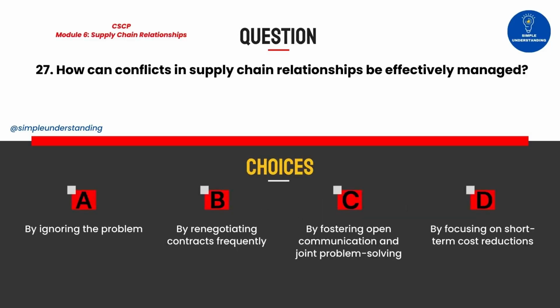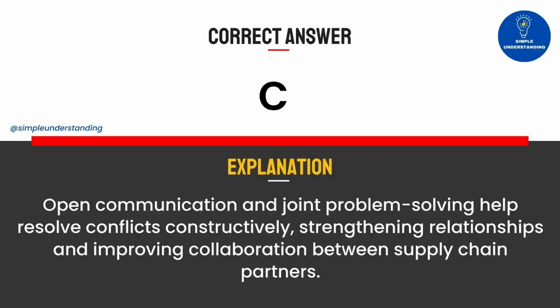27. How can conflicts in supply chain relationships be effectively managed? A. By ignoring the problem. B. By renegotiating contracts frequently. C. By fostering open communication and joint problem solving. D. By focusing on short-term cost reductions. Correct answer, C. Explanation. Open communication and joint problem-solving help resolve conflicts constructively, strengthening relationships and improving collaboration between supply chain partners.